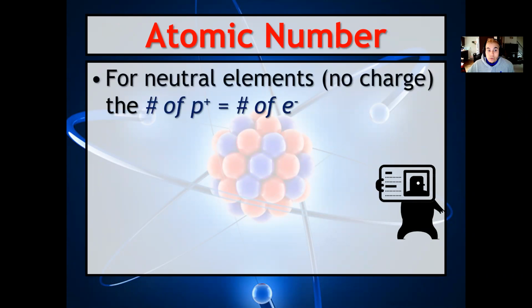Atomic numbers also relate to the charge of an atom. For neutral atoms, with no charge, the number of protons is going to equal the number of electrons. Some atoms can be positively charged, some negatively charged, and some may not have a charge at all. Understanding their charge may affect the ratio of how many protons and how many electrons there are.